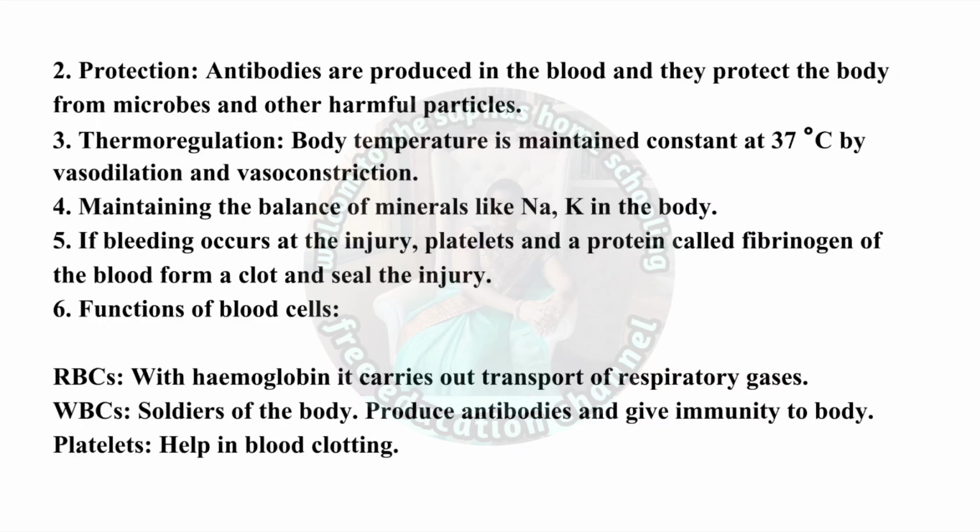Thermoregulation. Body temperature is maintained constant at 37 degrees Celsius by vasodilation and vasoconstriction. Blood also maintains the balance of minerals like Na, K, and Ca in the body. If bleeding occurs at an injury, platelets and a protein called fibrinogen of the blood form clots and seal the injury.